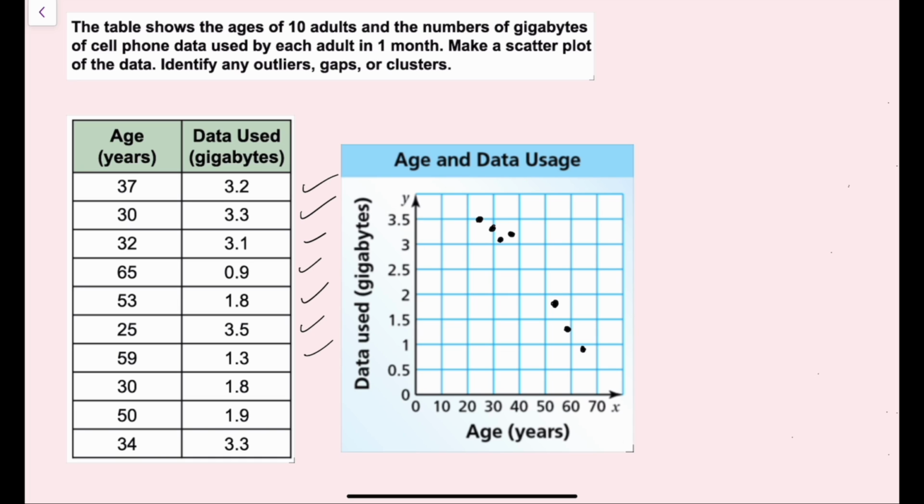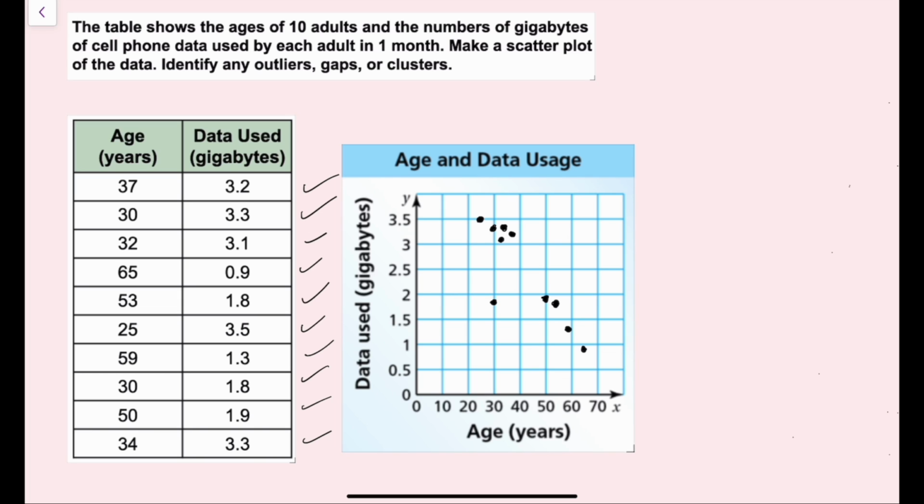Then I have 30, 1.8. So 30 is right here, and 30, 1.8 will give me something like this. Then I have 50, 1.9, just right around there. And last, I have 34, 3.3. Something like that.